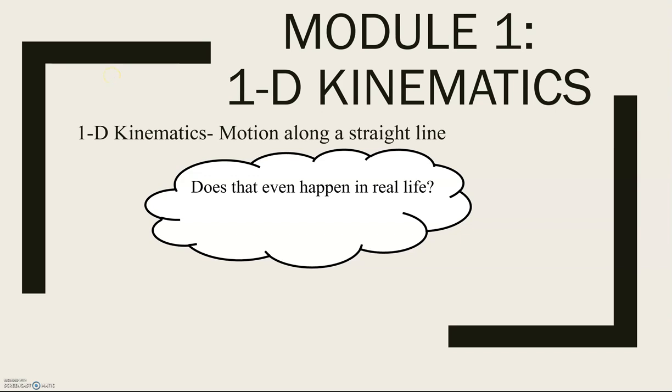Hey there, folks. So this is the start to Module 1, which is one-dimensional kinematics. And so all one-dimensional kinematics is motion along a straight line. We don't worry about how the motion started or why the motion is continuing. All we really care about is describing what that motion is.